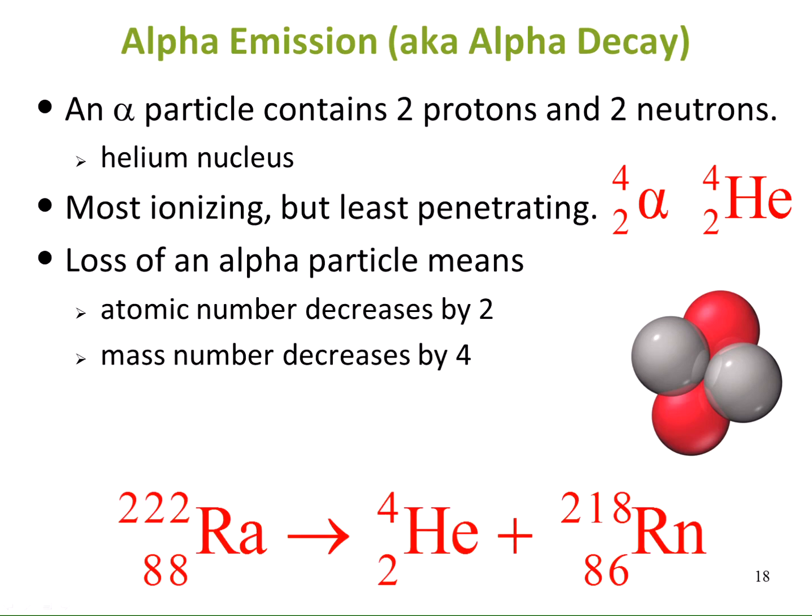So here we have radium-222, and the number of protons is 88. If we're undergoing alpha emission or alpha decay, so we're producing an alpha particle, 88 minus 2 gives me 86. I look on the periodic table, and 86 corresponds to radon. Then looking at the mass number of the parent nuclide, 222 minus 4 gives me 218. So this is the mass number for the radon. So this would be a balanced nuclear reaction.